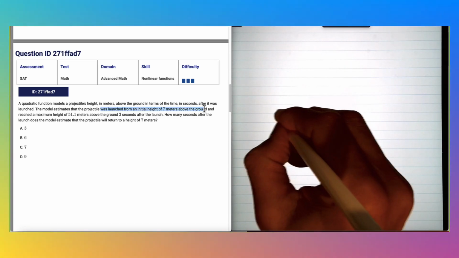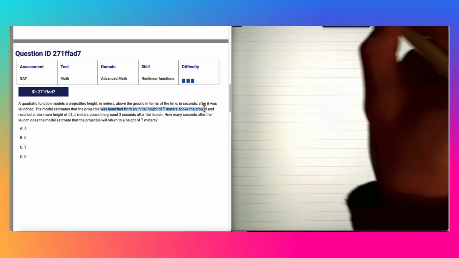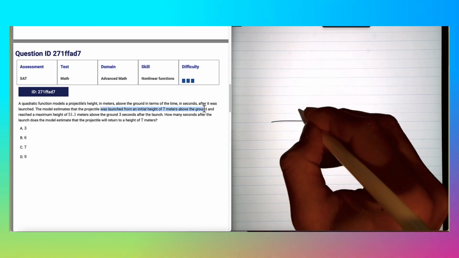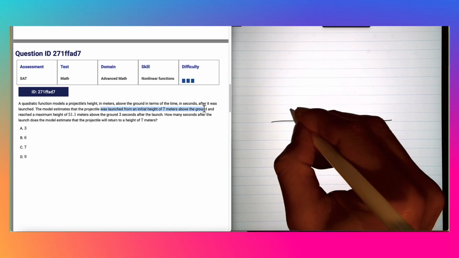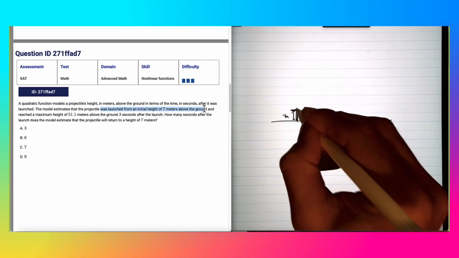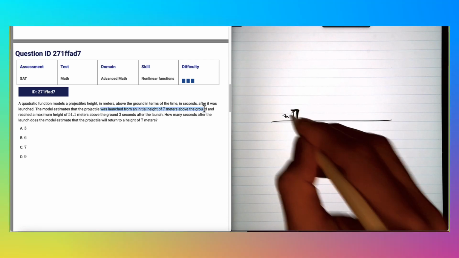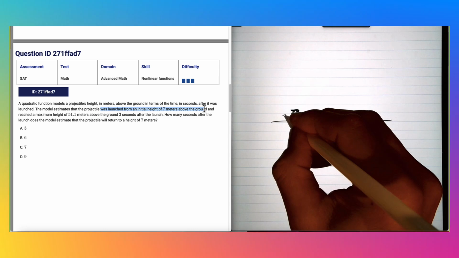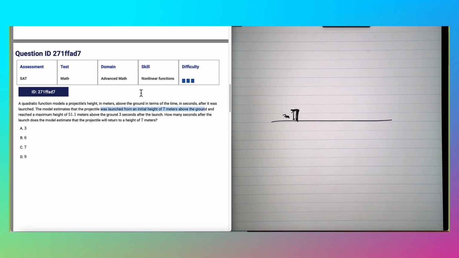So let's say we have the ground here. We have the ground and we are 7 meters above. Okay, so this is like 7 meters. I think we have a platform up here. And 7 meters is about maybe 23 feet, something like that.